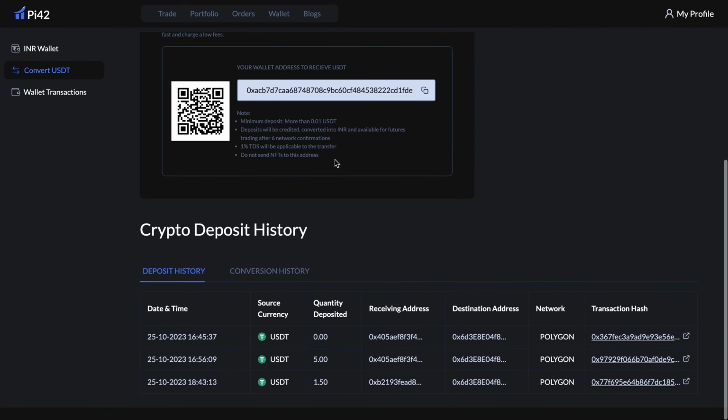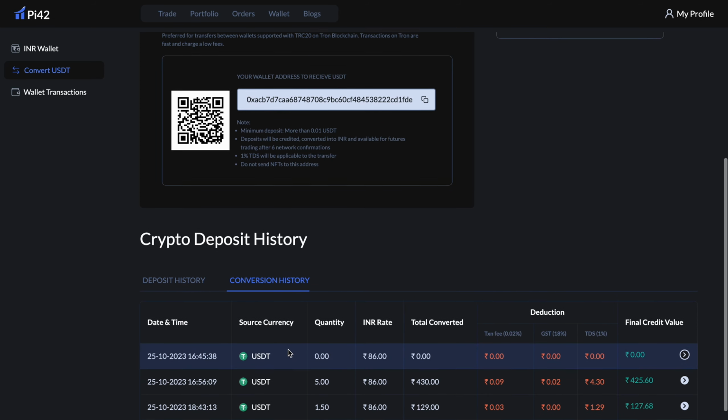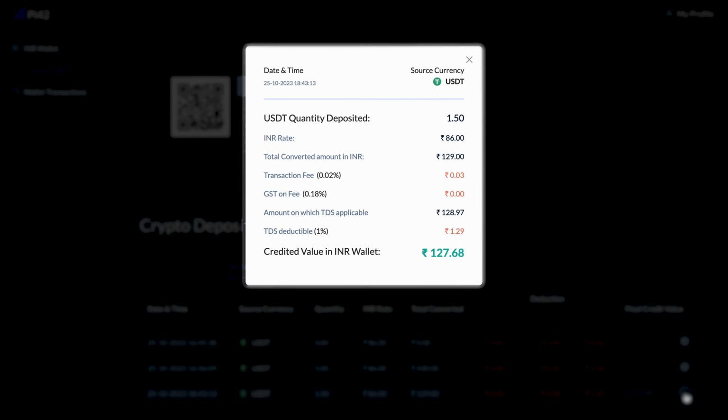Behind the scenes, our sophisticated crypto wallet management system is at work. Once your USDT deposit is received, it's instantly converted into INR. Your Pi42 INR wallet receives the converted amount in real time. For transparency, every step from depositing crypto, conversion to INR credit is recorded and easily accessible.